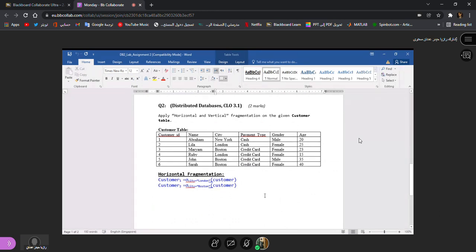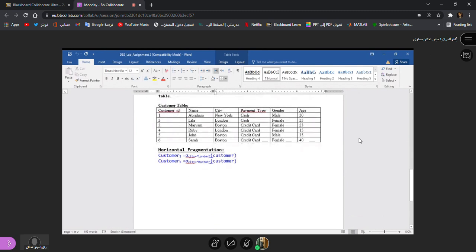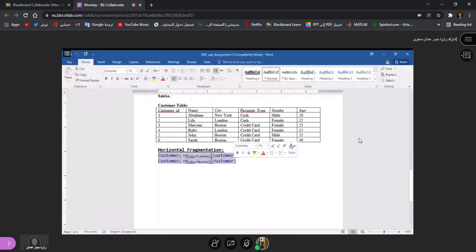Question 2 is related to distributed databases. Yesterday we talked about horizontal and vertical fragmentation. Here we have a customer table, and you have to do horizontal fragmentation and vertical fragmentation on this table. For horizontal fragmentation, I give you two conditions, one this and one this. So you will make me two tables, customer 1 and customer 2.